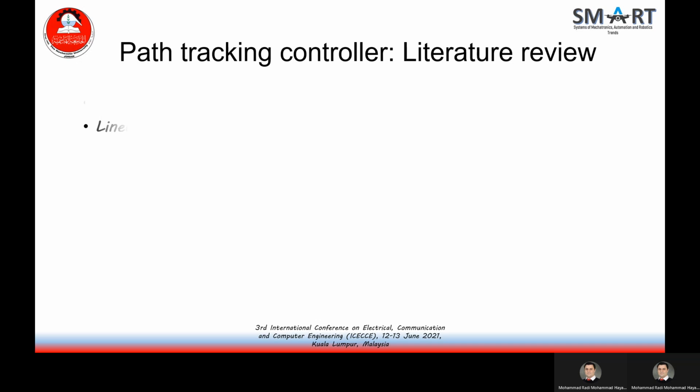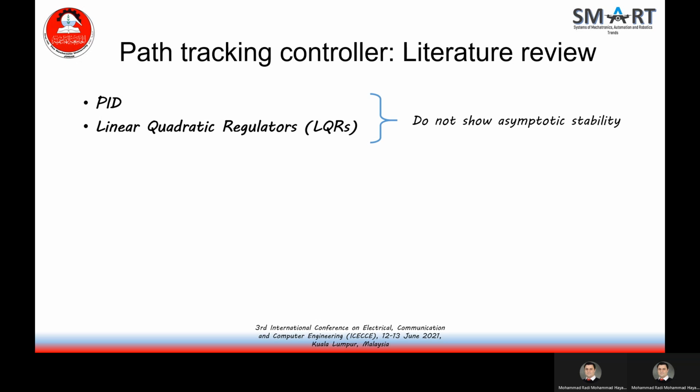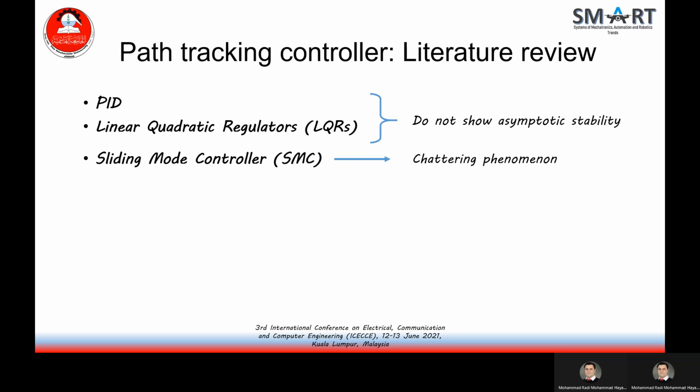For example, PID control schemes were investigated in many works for a quadrotor and for a differential drive robot to stabilize the robot and follow the desired motion commands. On another side, linear quadratic regulators were tested in other works to give better performance. Nevertheless, linear-based controllers do not show asymptotic stability. For this reason, many researchers used sliding mode controllers to achieve system stability in the presence of disturbances.